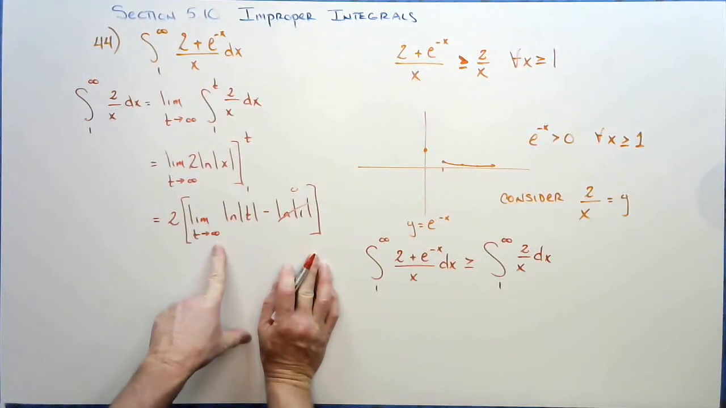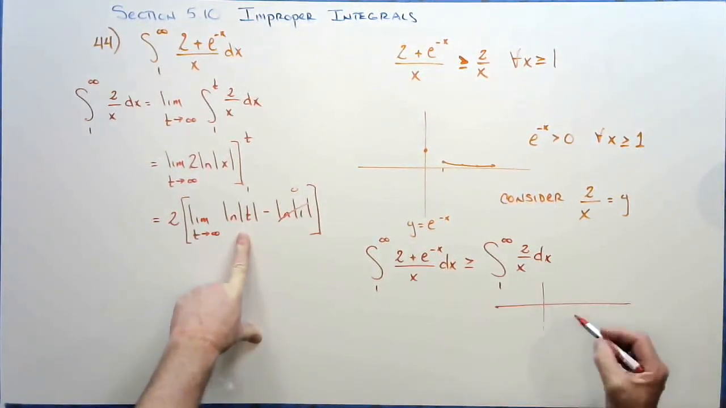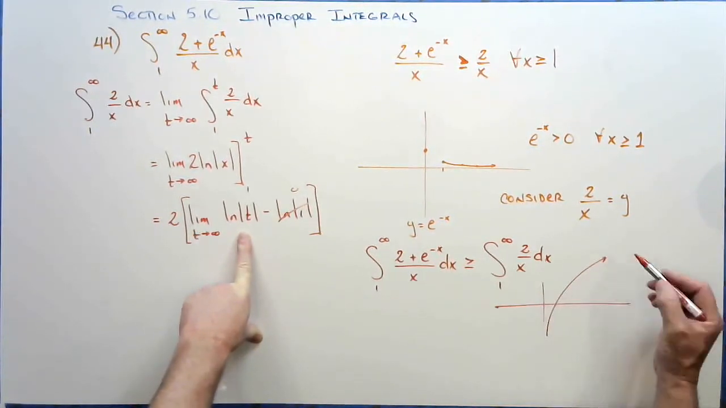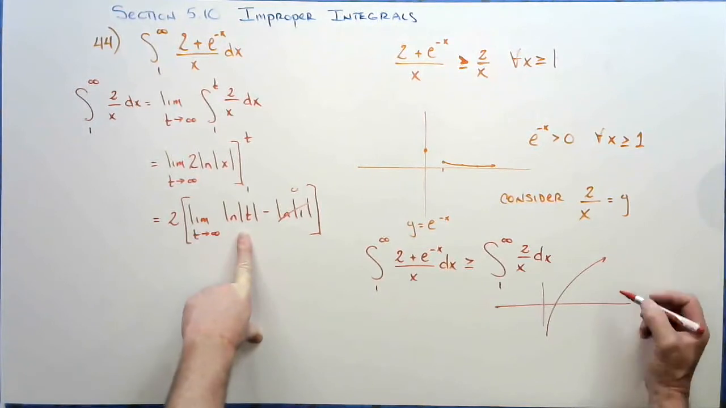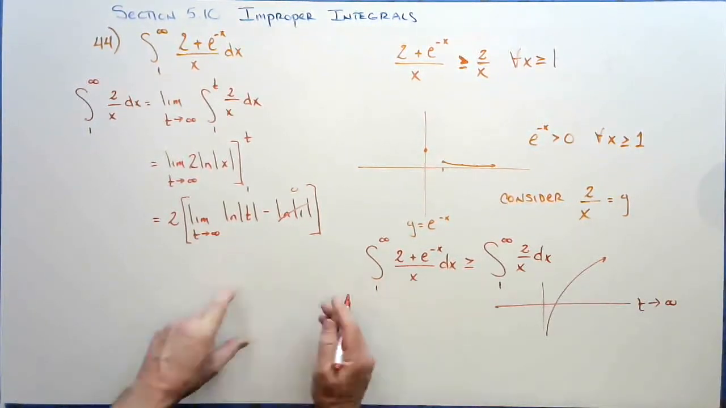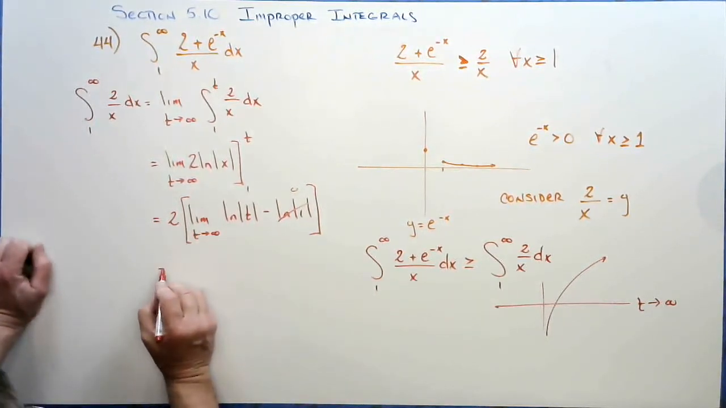So the limit as t goes to infinity of the natural log. The graph of the natural log, we know that graph. The graph of the natural log goes like this. It grows without bound. As t goes to infinity, our graph goes to infinity. So this diverges, right?